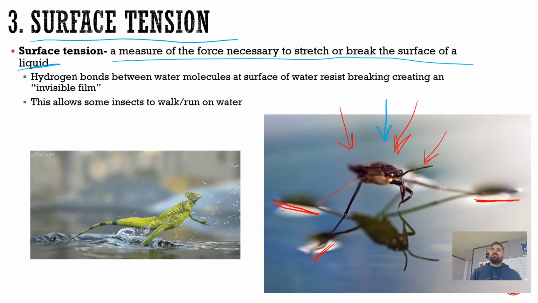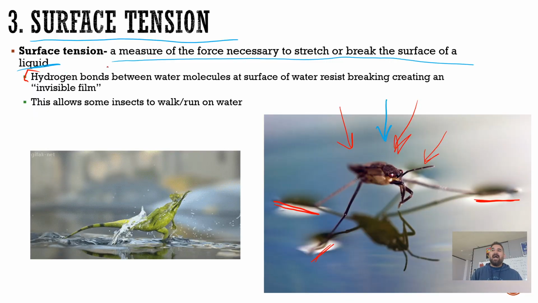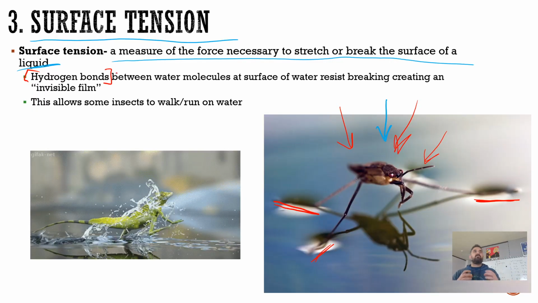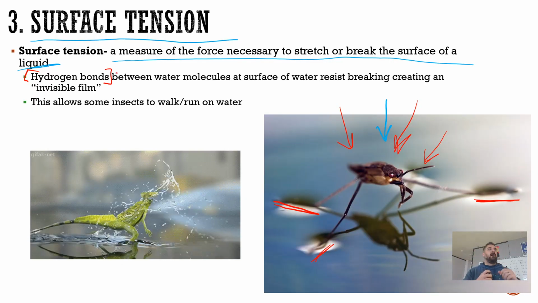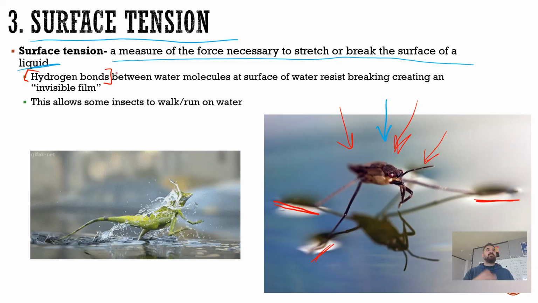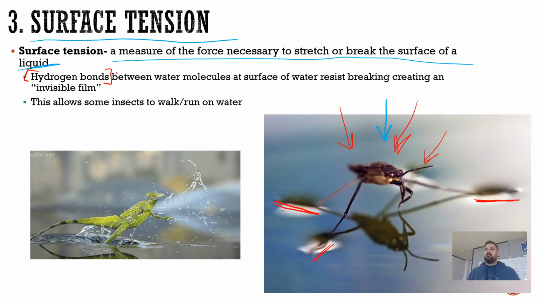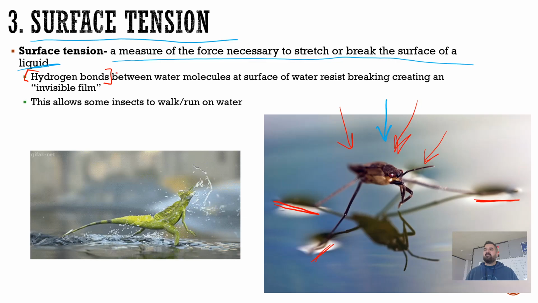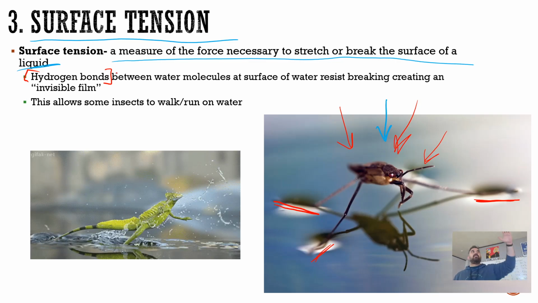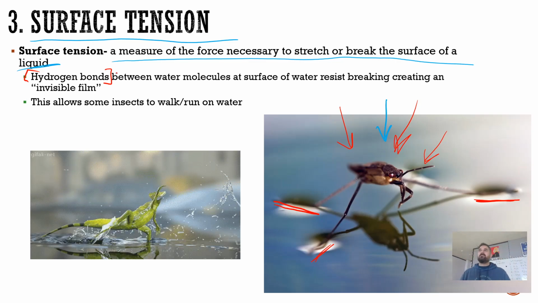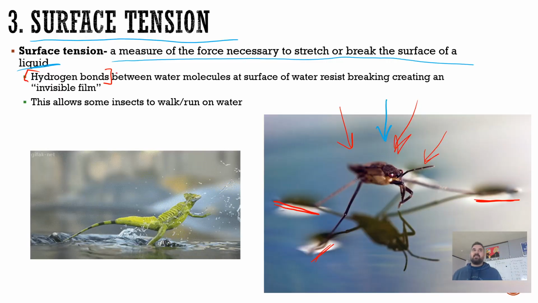So surface tension, what causes surface tension? It's the hydrogen bonds. It's the attractions between separate water molecules that the water strider is unable to break. If you've ever been in a swimming pool and you slapped the water and it hurts, that's you trying to break the surface tension.